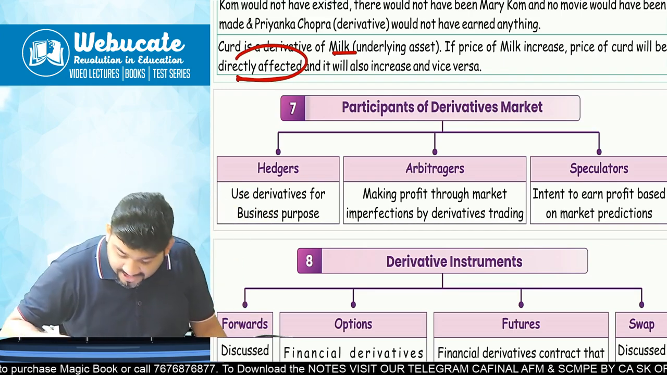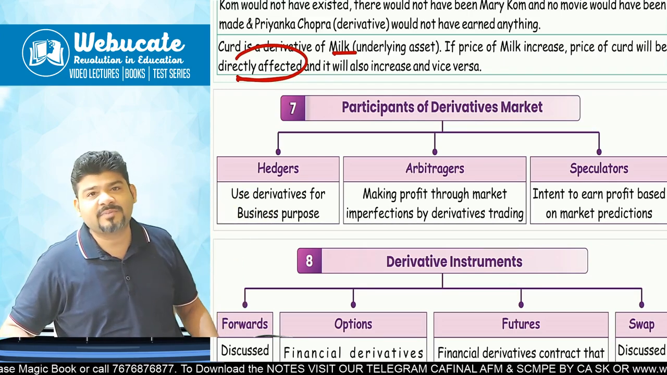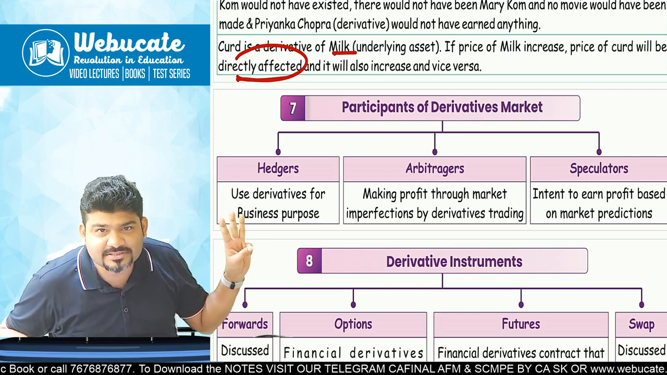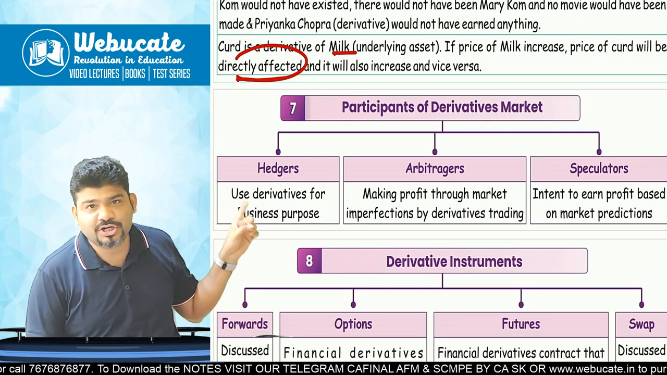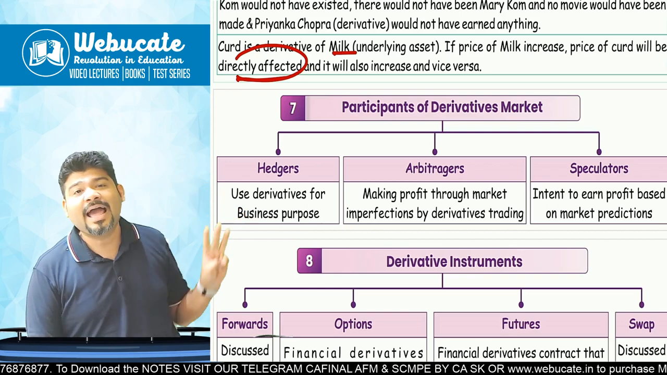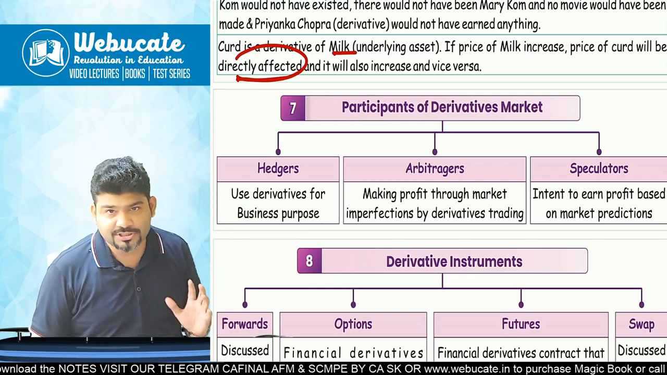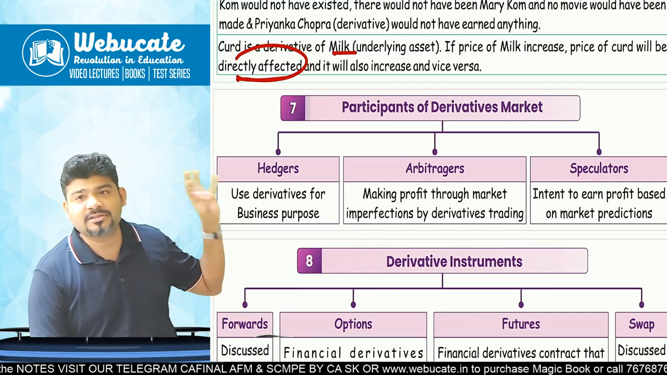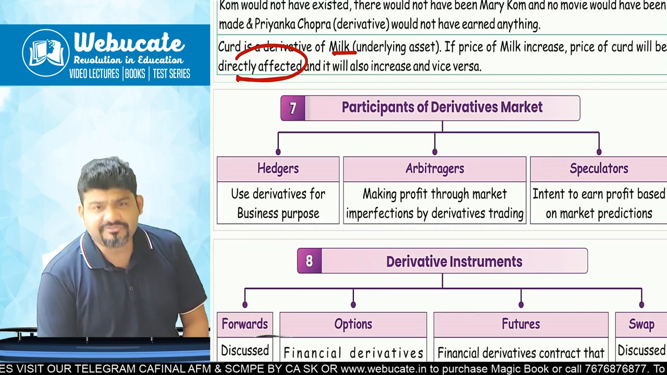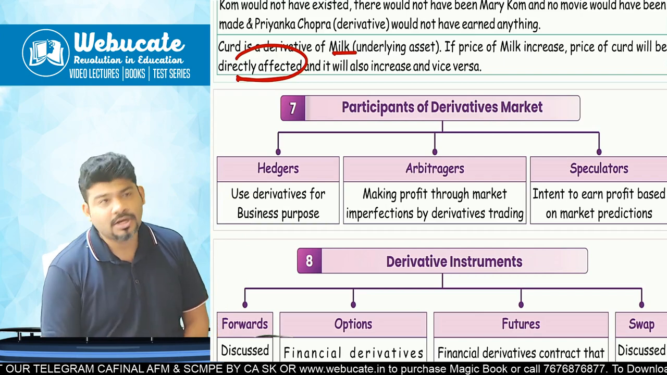Okay, what are the participants in the derivatives market? There are three kinds of participants in the derivative market. One is called the hedger, the other is called the arbitrager, and then there are the speculators. The first one being the hedgers. Now, who are the hedgers? These are the real businessmen, right? Say, for example, I am an Adani or I am an Ambani.